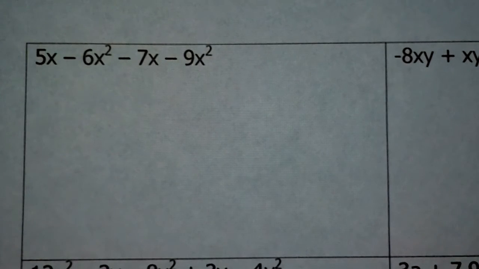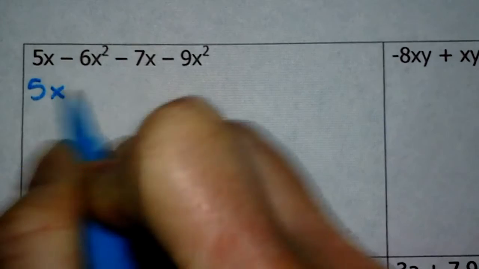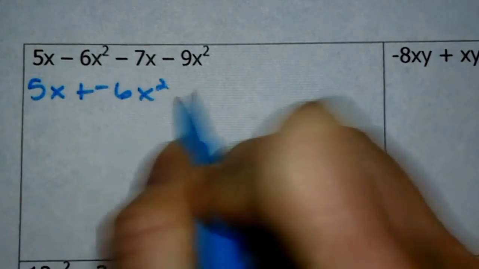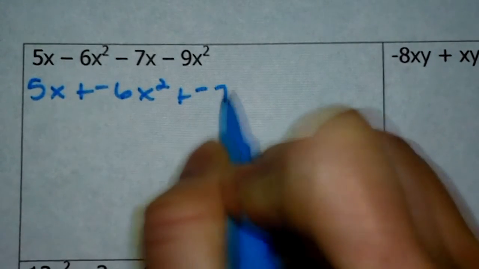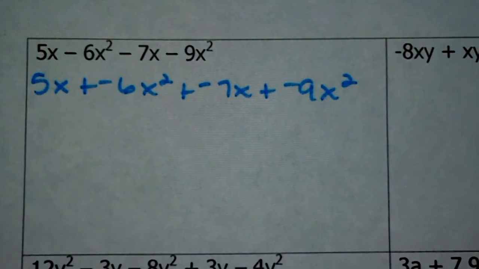All right, so I've got a lot of subtraction going on. I want to keep change all this. So 5x plus negative 6x squared plus negative 7x plus negative 9x squared. Sorry, I do have my raspy sinus infection voice going on right now. What are you going to do?